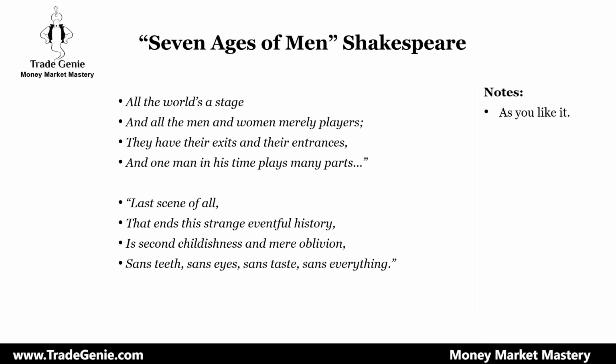So it corresponds with the 7 ages of Shakespeare. They have their exits and their entrances, and all the men and women are merely players. So just like the 7 ages of man described by Shakespeare, I try to describe the market in 7 stages.